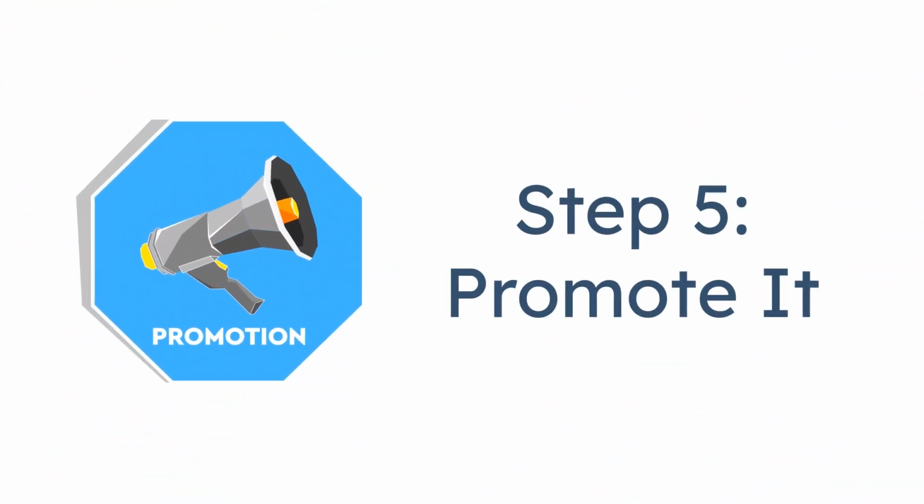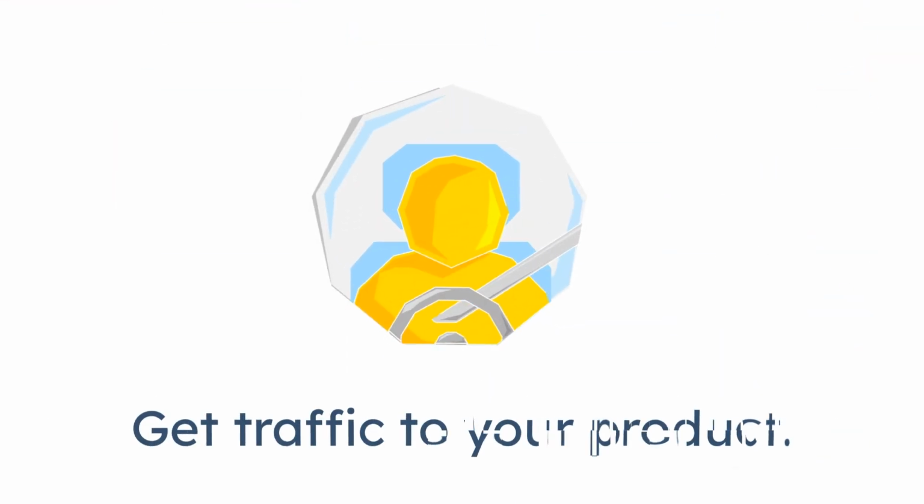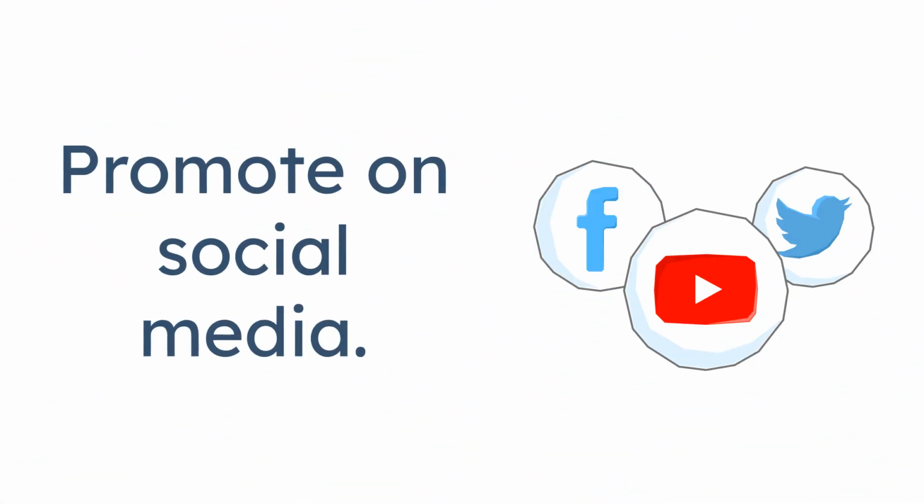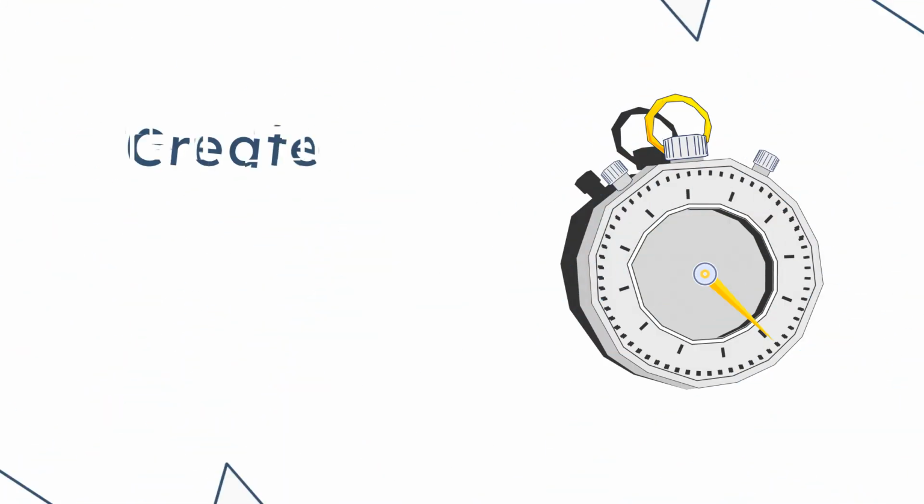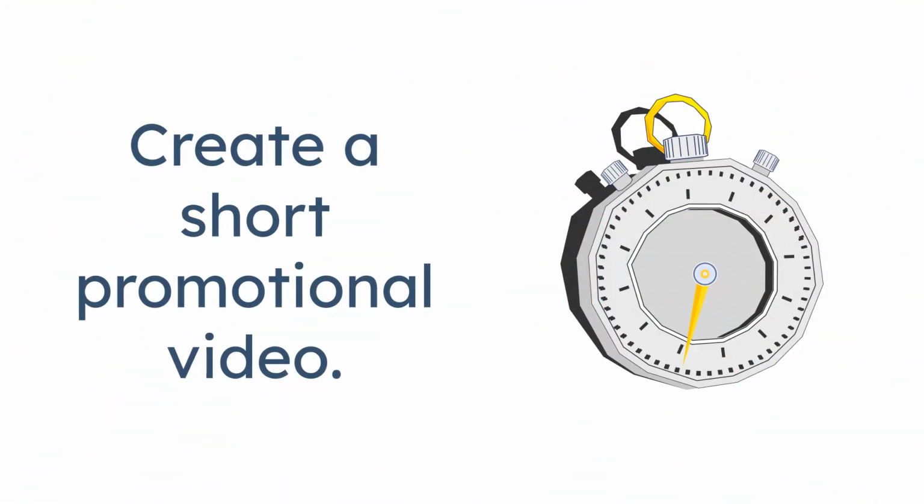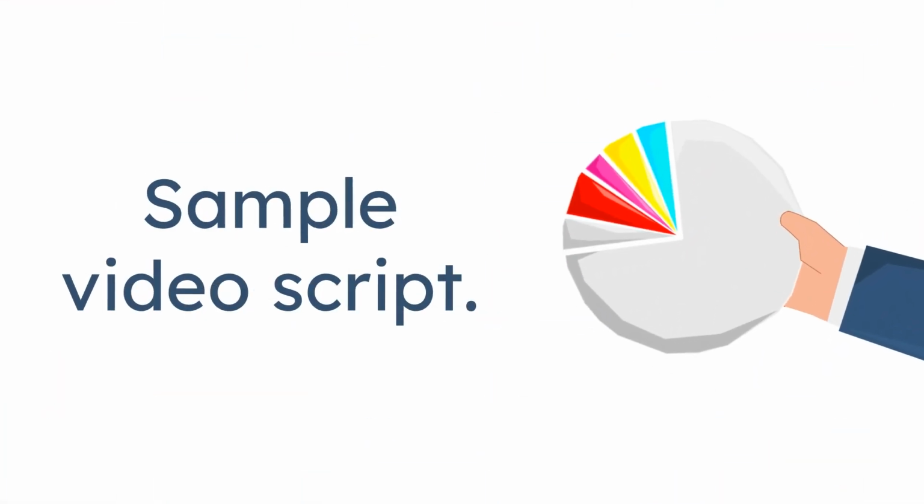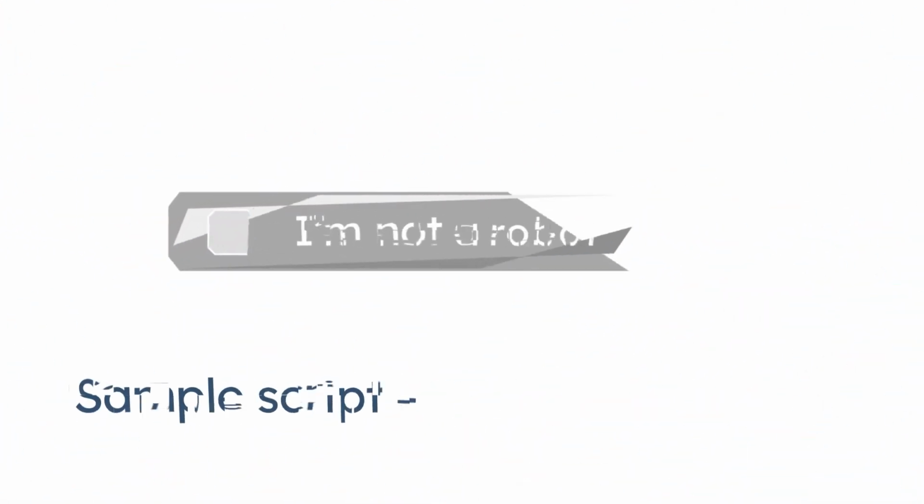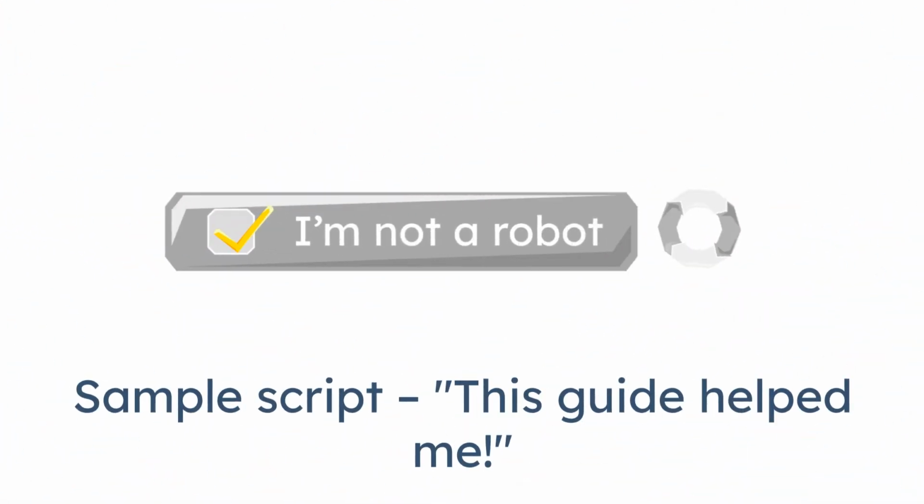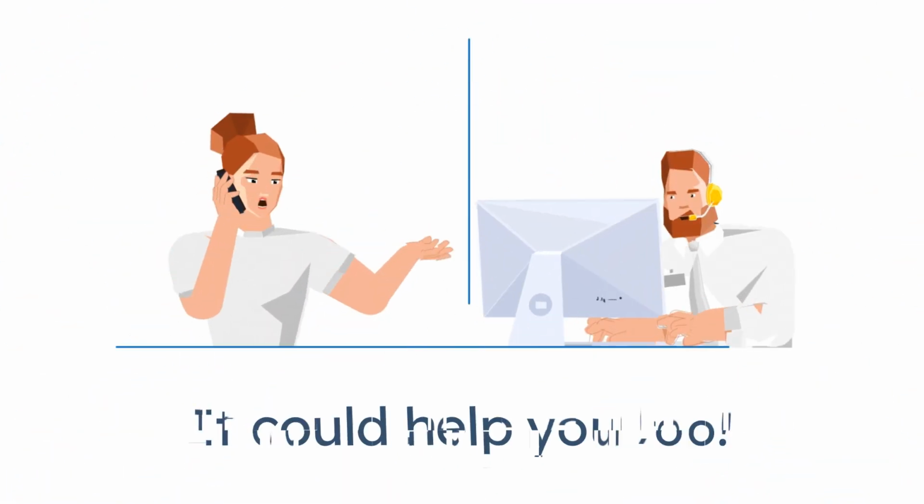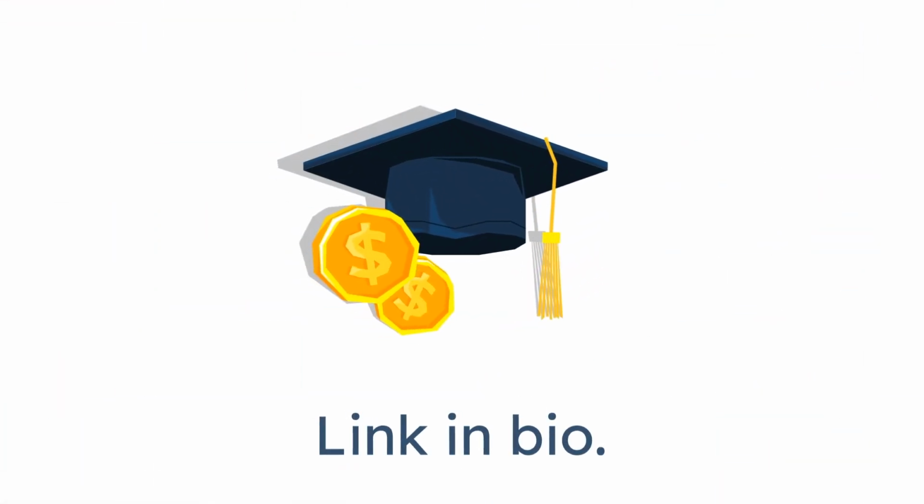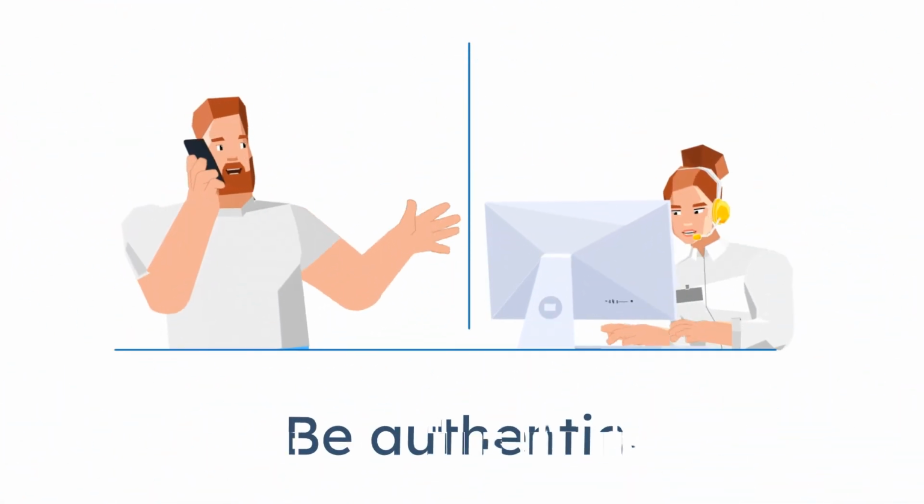Step 5, promote it. Now, let's drive some traffic. Use TikTok, Instagram Reels, or YouTube Shorts. Record a simple 15-second video. Something like, "This free AI guide helped me stop procrastinating. It might help you too. Link in bio." Keep it real.